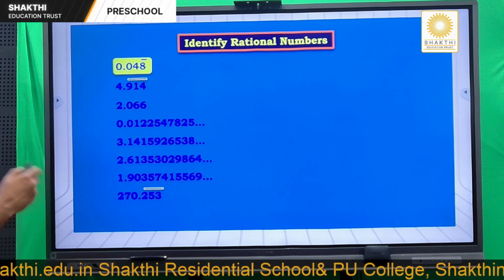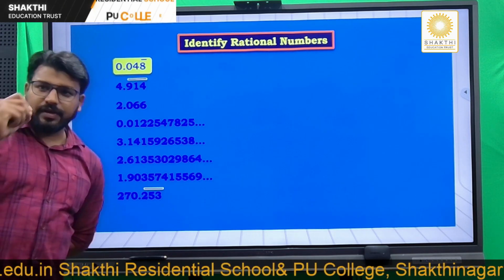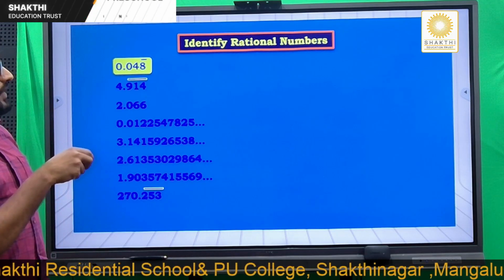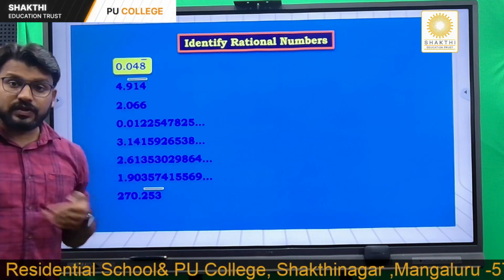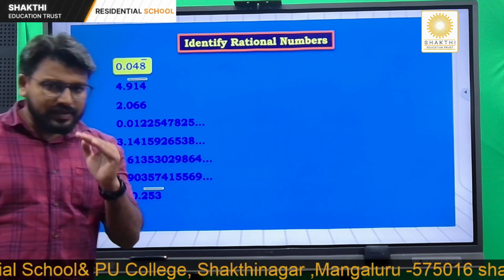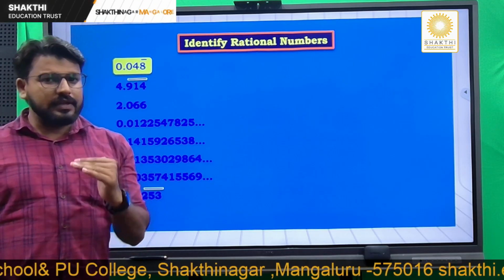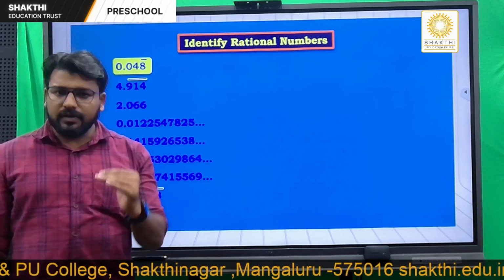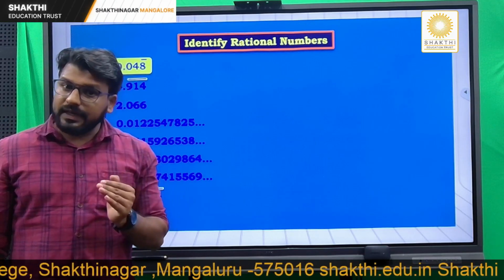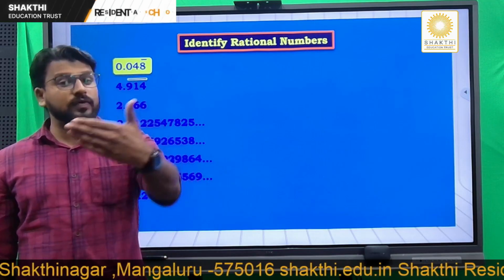Okay, is it a rational number? The question says we have to identify among these which are actually rational numbers. Now definitely ask me a question, sir, what exactly is a rational number? You said earlier the definition: any number which is written in the form of p by q, where p and q are integers and particularly q should not be equal to 0.